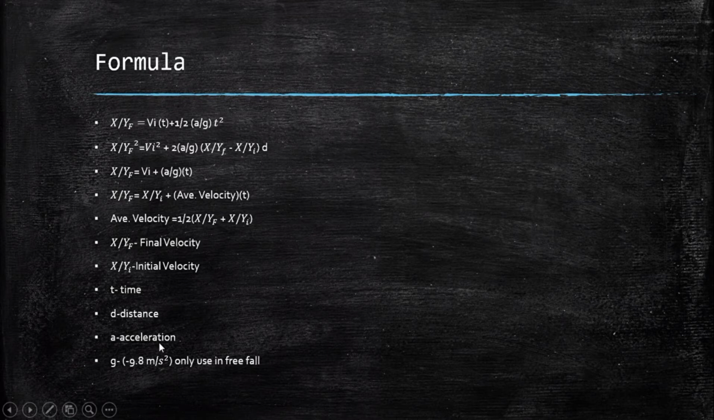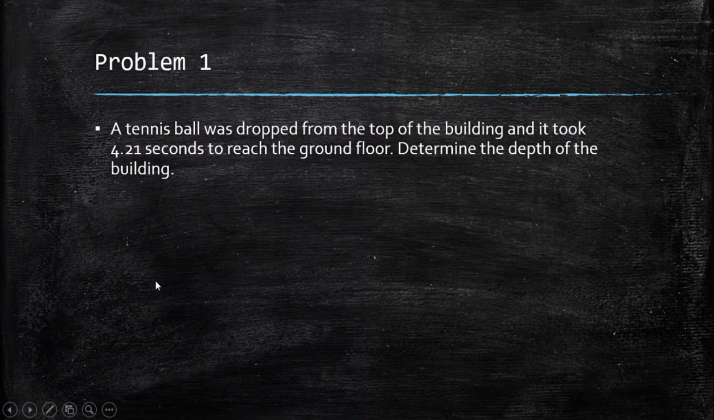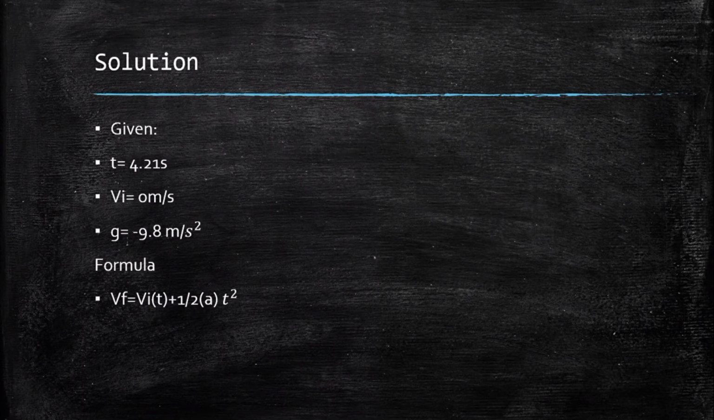And our first problem is, a tennis ball was dropped from the top of the building, and it took 4.21 seconds to reach the ground floor. Determine the depth of the building. So our given is time, which is 4.21 seconds. Initial velocity is equal to 0 meters per second. Bakit merong initial velocity pero wala naman sa problem na nakalagay?